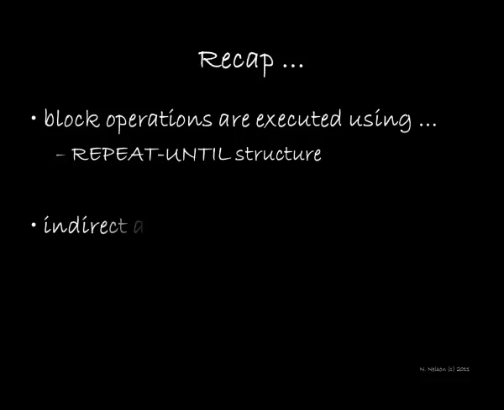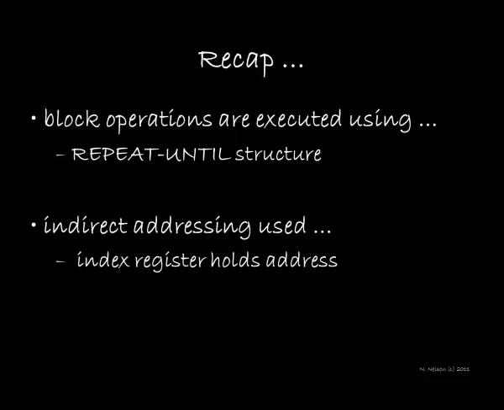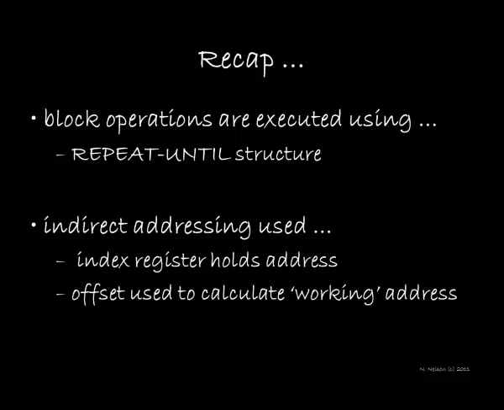So to recap, block operations are best executed using a variation of a repeat until loop. The operations typically done with a block of addresses are things like updating, retrieving, or moving elements. To do this efficiently, you use indirect addressing. The operand includes both an index register, which holds an address, and an offset, that together form the actual address used in the operation.